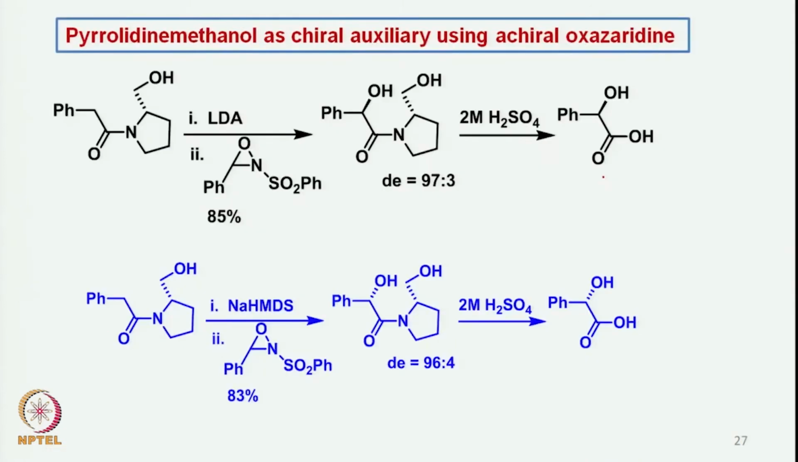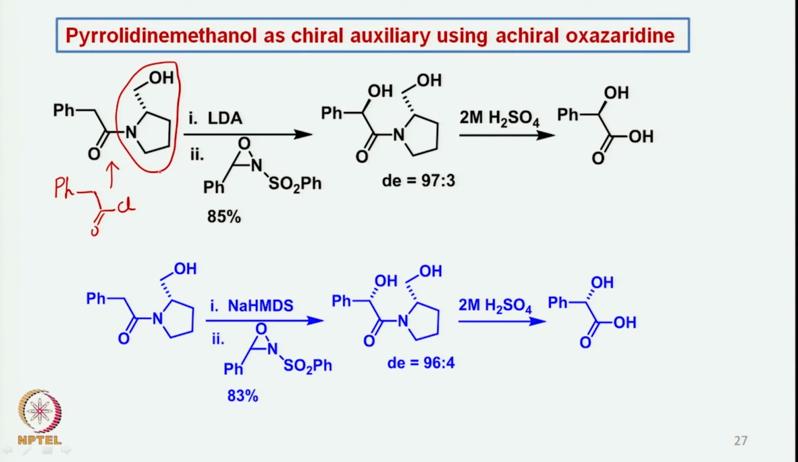Now there is another pyrrolidine methanol-based chiral auxiliary that also has been used. This is the auxiliary in which this part is the chiral part, and it is introduced with a ketone like this. One can easily prepare it. We can start with this, and if one takes the corresponding chloride here, then we can make this by taking this nitrogen-based nucleophile to attack onto this acid halide.